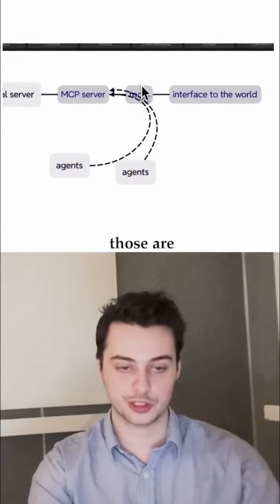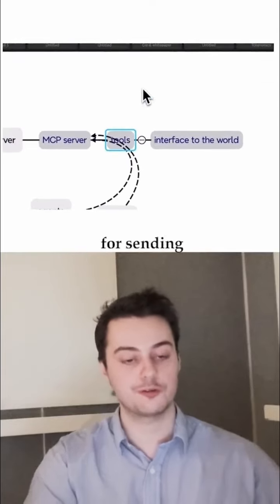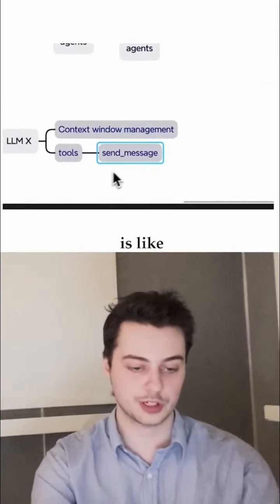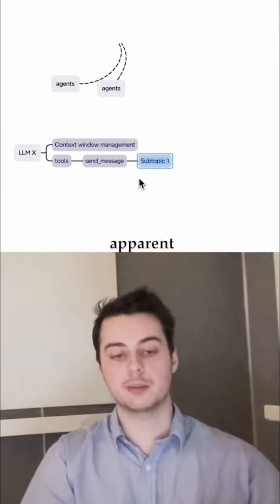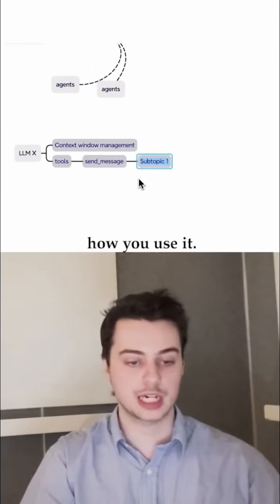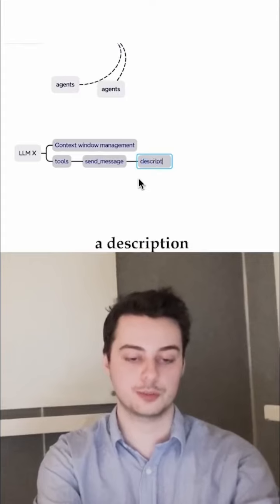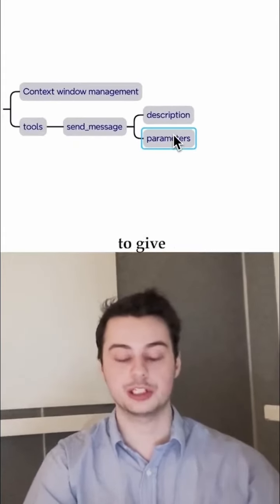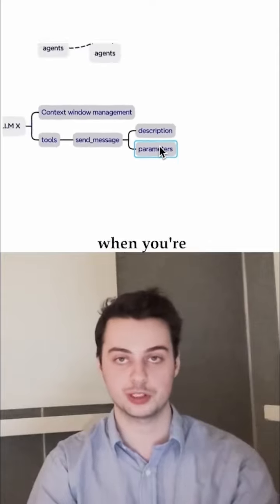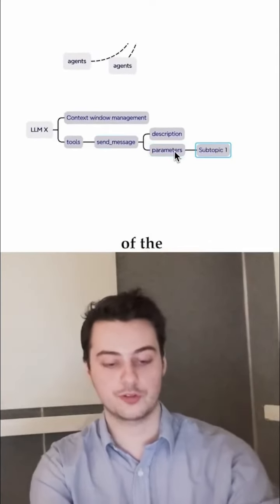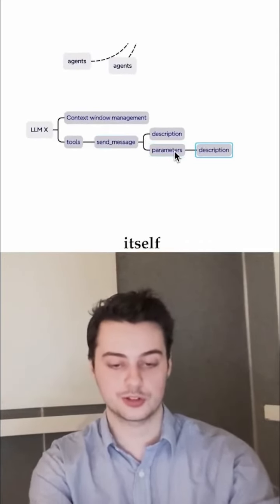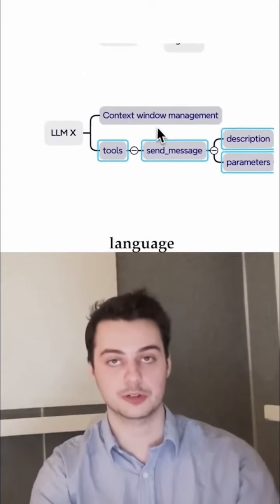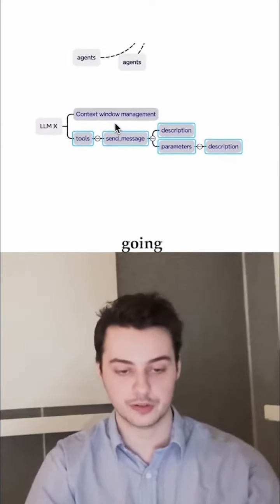So these tools, in our case, we have one for sending a message, right? The thing with sending a message is it's not immediately apparent just from its name what it does and how you use it. So it has a description and it has parameters, and these are what you need to give this tool when you're trying to use it. The description of the parameters and the tool itself is going to make a big difference for how large language models, when they're acting as agents, use these tools.